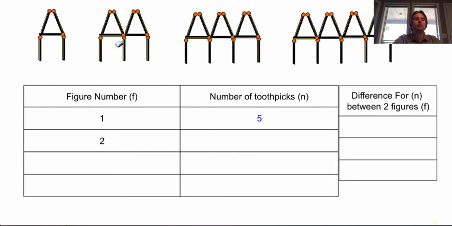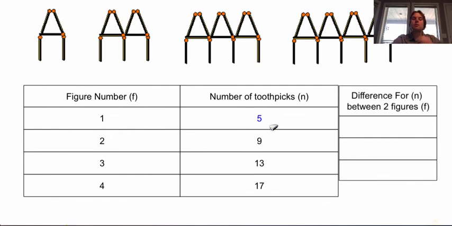Let's take a look at figure number 2. I have 1, 2, 3, 4, 5, 6, 7, 8, 9. 9 toothpicks. Figure 3. I have 1, 2, 3, 4, 5, 6, 7, 8, 9, 10, 11, 12, 13. 13 toothpicks. And figure 4. We have 1, 2, 3, 4, 5, 6, 7, 8, 9, 10, 11, 12, 13, 14, 15, 16, 17. I have 17 toothpicks.